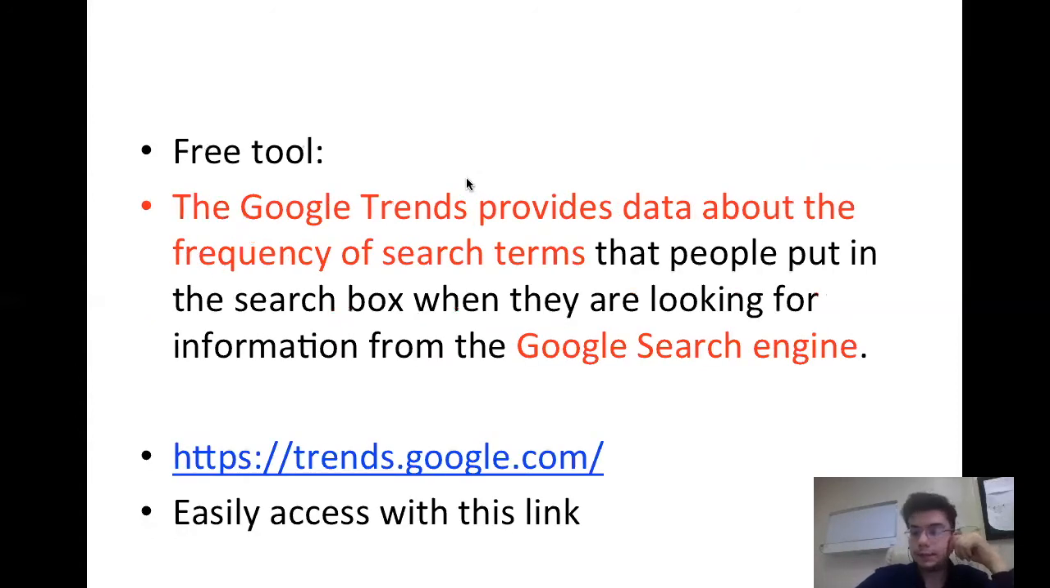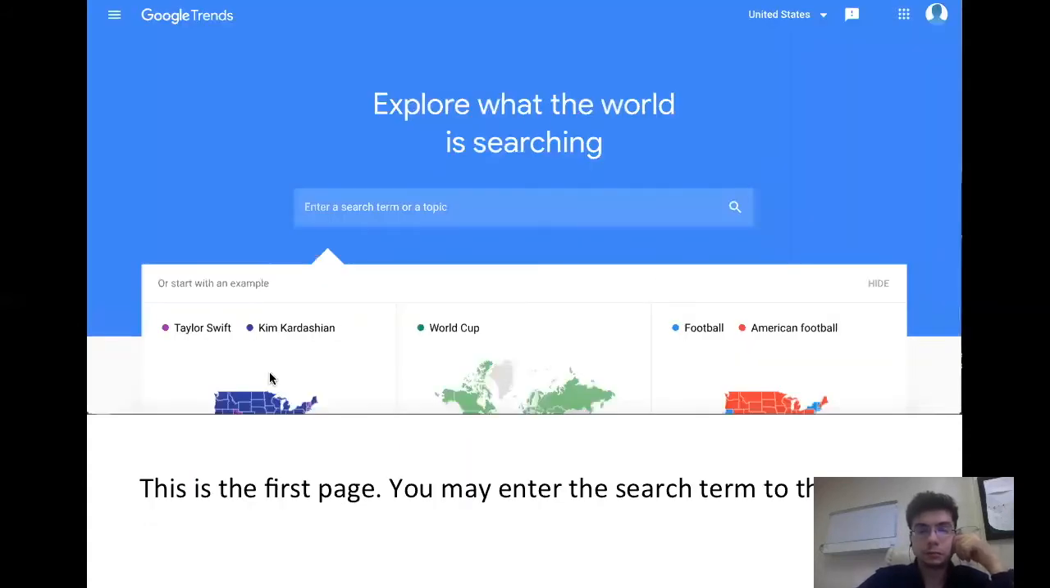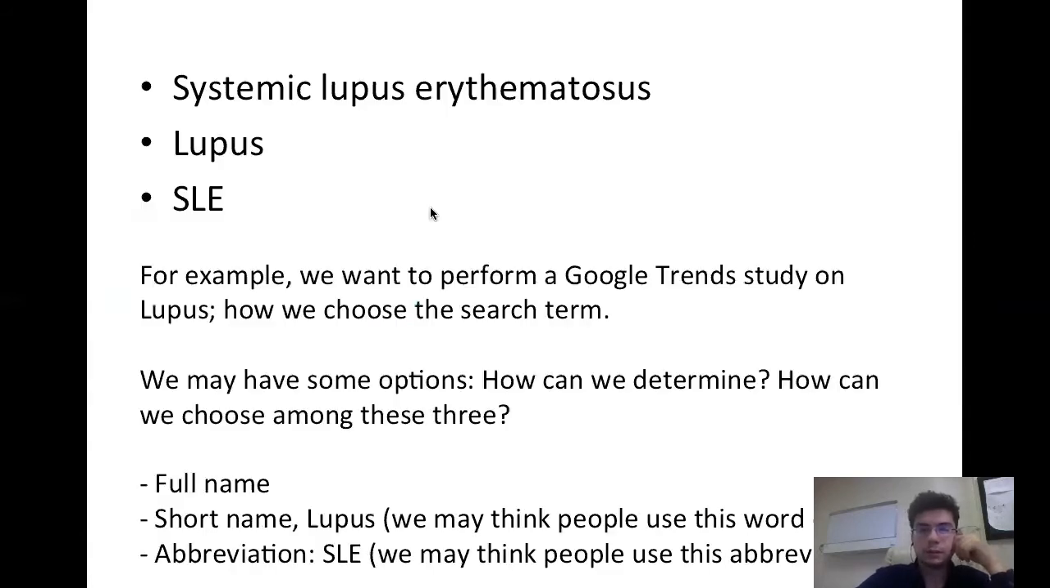Google Trends is a free tool. Google Trends provides data about the frequency of keywords that are searched on the Google search engine. You can easily access it with the link that is given here. So when you go to the first page of Google Trends, this is how it looks. You may enter the search term in the box to see the trends. Let us see an example here if we want to perform a Google Trends study.